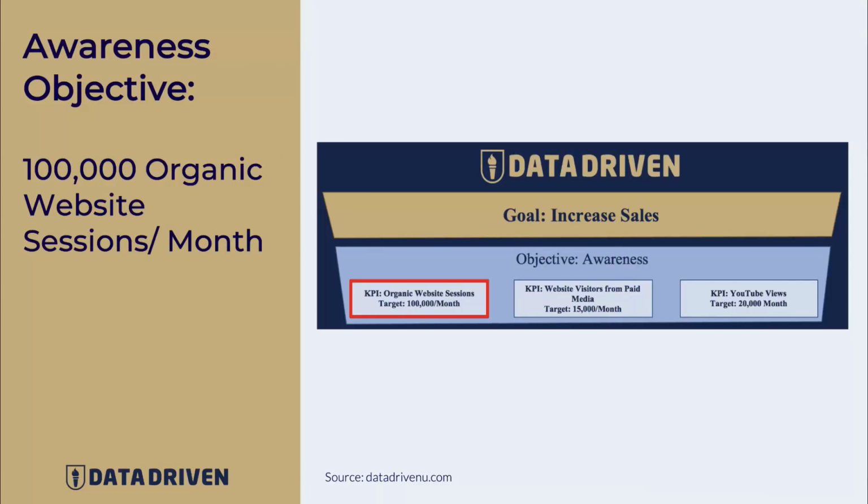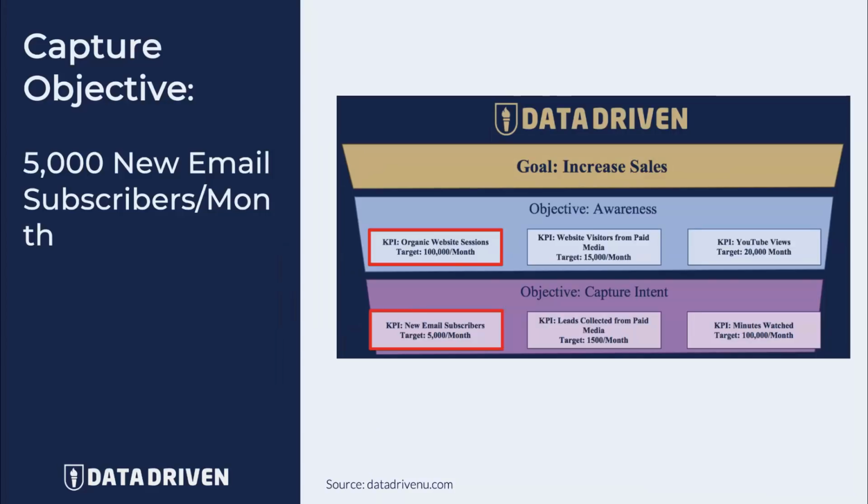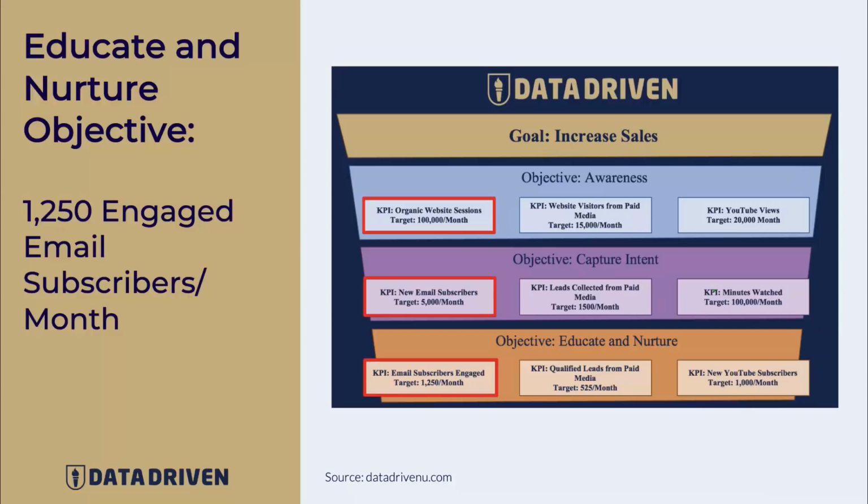So let's talk about awareness objectives. If our awareness objective is to have 100,000 organic website sessions a month, we would put that in place under our KPI, and then we would map out the tactics, teams, and tools that we need to establish that. And when we look at this thing as a funnel, the next thing we want to pay attention to is our capture objective. And in this case, we want to capture 5,000 new email subscribers a month from that traffic. Going down the funnel, we think that 40% of people who become email subscribers will become engaged and start to open the emails.